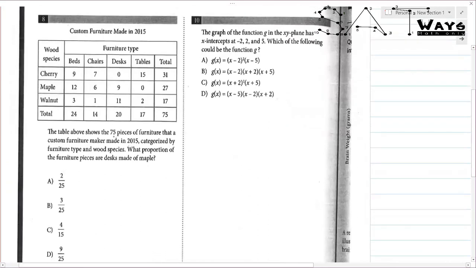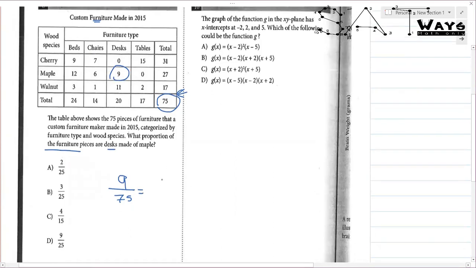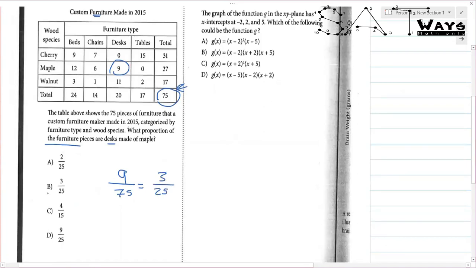The table above shows the 75 pieces of furniture that the custom furniture maker made in 2015, categorized by furniture type and wood species. What proportion of the furniture pieces, which is the whole thing, custom furniture, which is the whole thing, so my total will be 75, because he's saying what proportion, so we are looking for part and total. All right, what actually I want are furniture pieces that are desks made of maple. Desks made of maple, which is 9. So divided by 3 up and down, it's supposed to be 3 over 25.